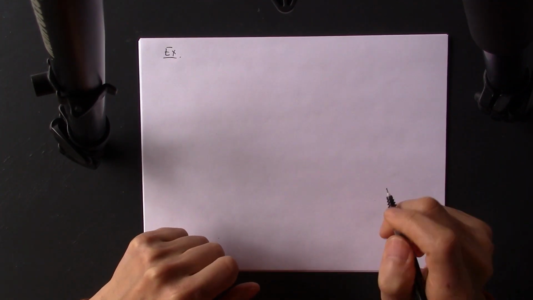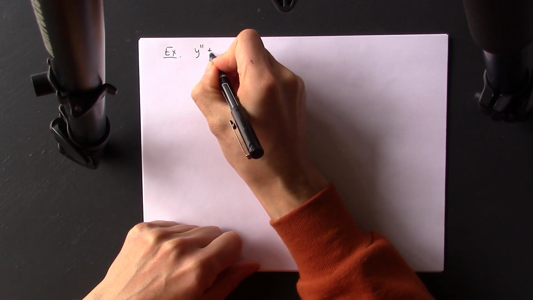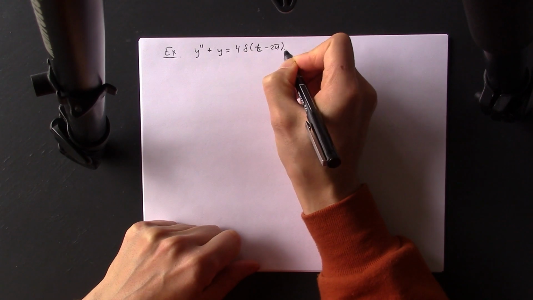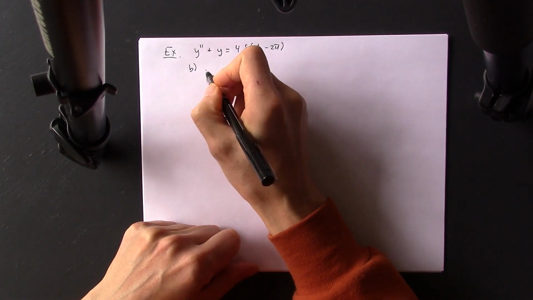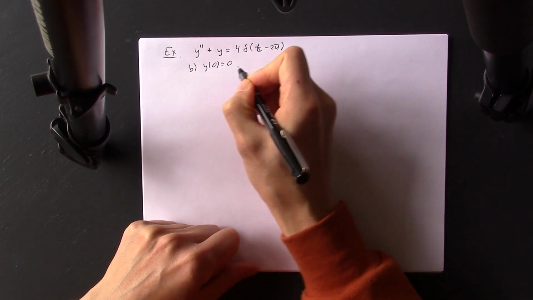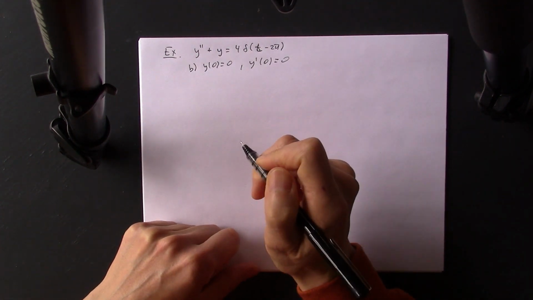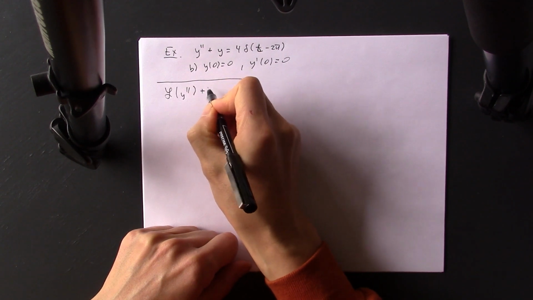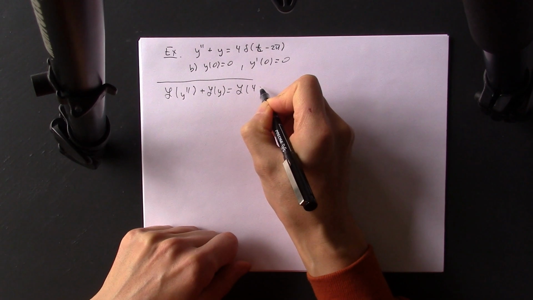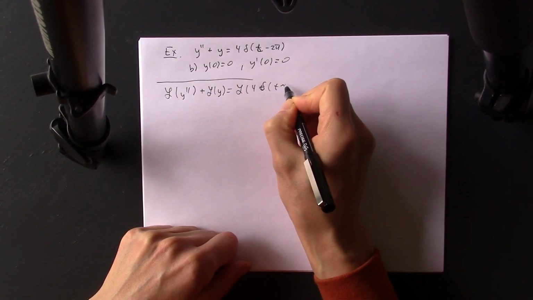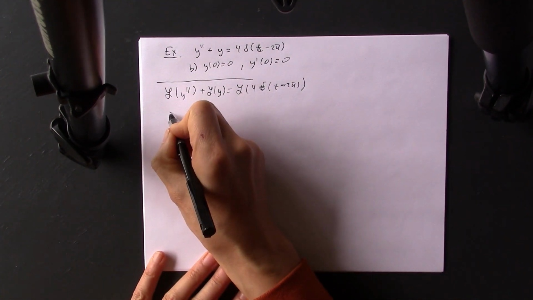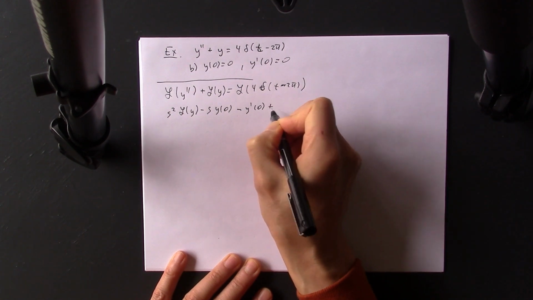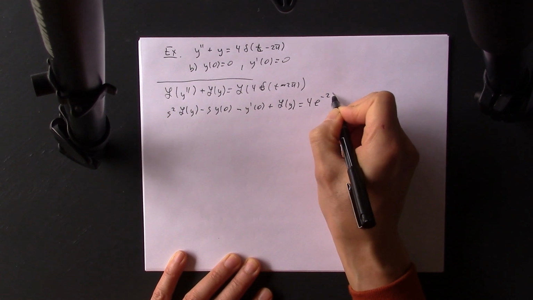Here we do the previous example with different initial conditions. We still have the second derivative plus y equals 4 delta function at t minus 2 pi, and now we say y of 0 equals 0 and y prime of 0 equals 0. We'll repeat the same calculations we did in the previous steps. Laplace of y double prime plus Laplace of y equals Laplace of 4 delta at t minus 2 pi. So we get s squared Laplace of y minus s y of 0 minus y prime of 0 plus Laplace of y equals 4 e to the negative 2 pi s.